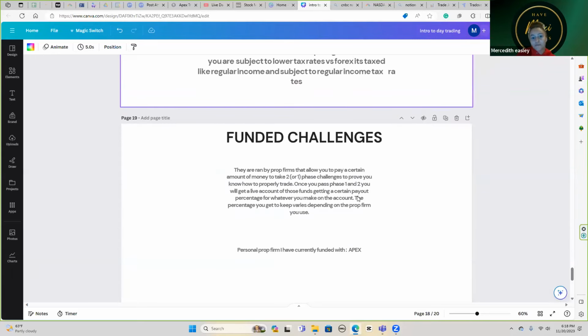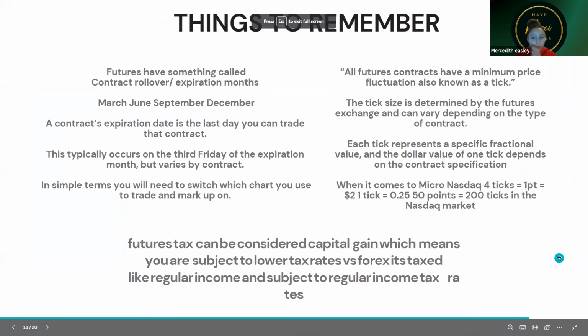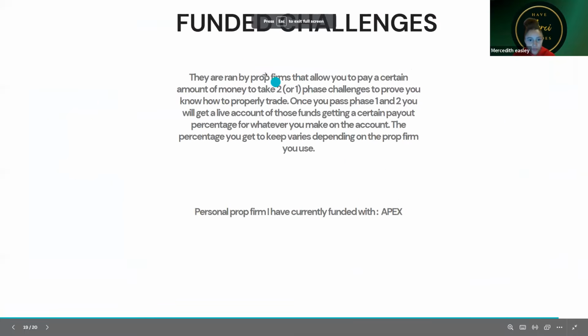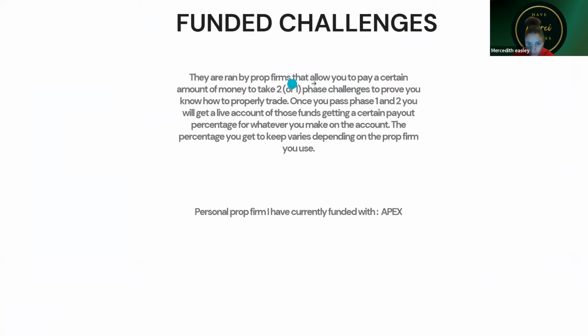Getting into these funded challenges. For those that are beginners, you're probably like, what the heck is a funded challenge? They are run by prop firms that allow you to pay a certain amount of money to take 1 or 2 phase challenges to prove you know how to properly trade. Once you pass phase 1 and 2, you will get a live account of those funds, getting a certain payout percentage for whatever you make on the account. The percentage varies depending on the prop firm you use.